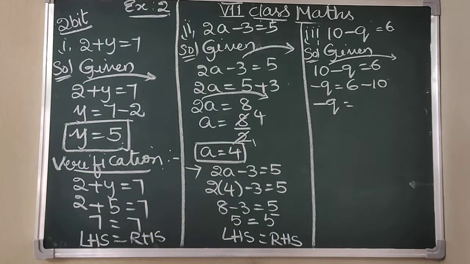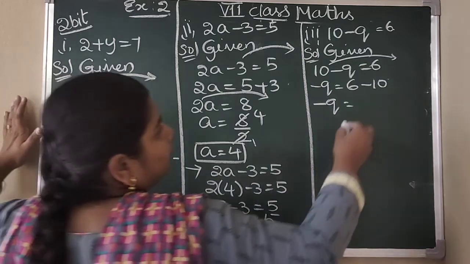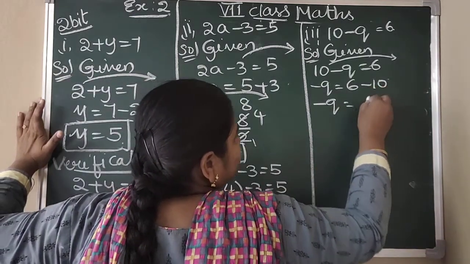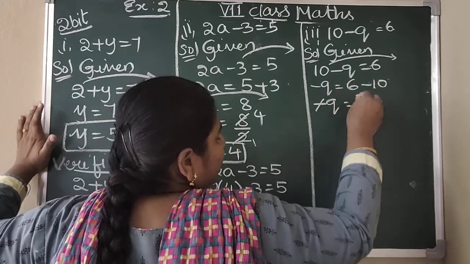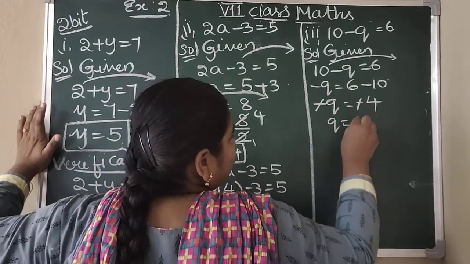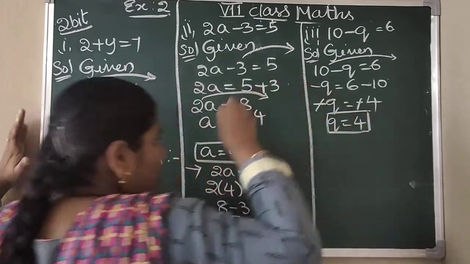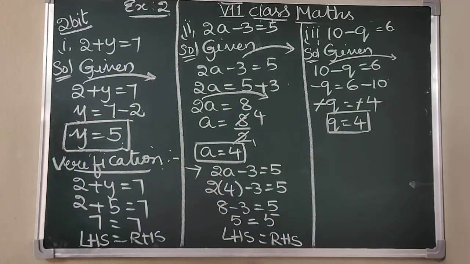From a smaller number, if you subtract the bigger number, the result will be in the form of negative. 10 minus 6 is 4. My bigger number's sign is minus. So minus minus will get cancelled. The q value is how much now? 4. So now, whether what we did is correct or not, we have to check.